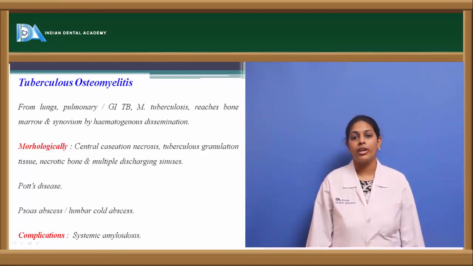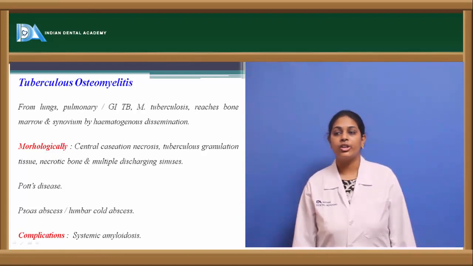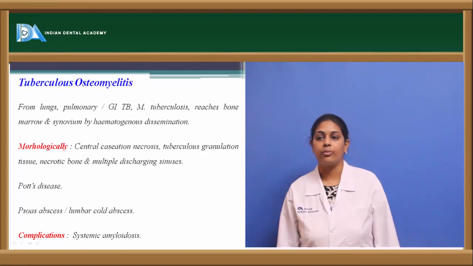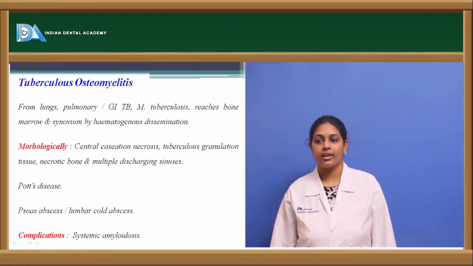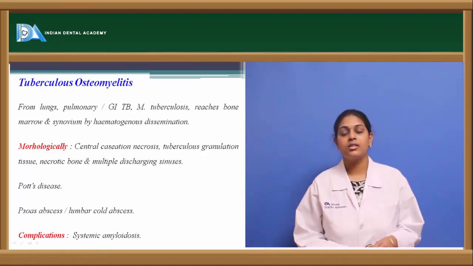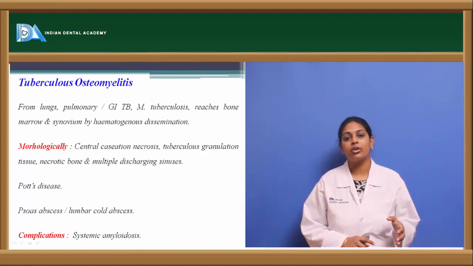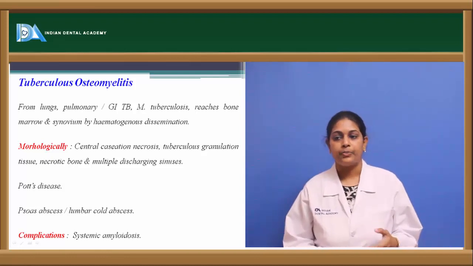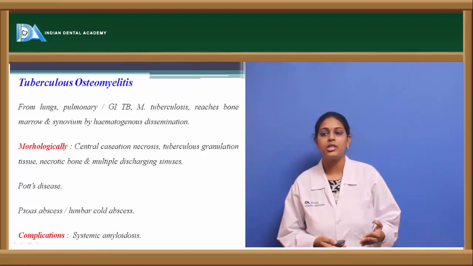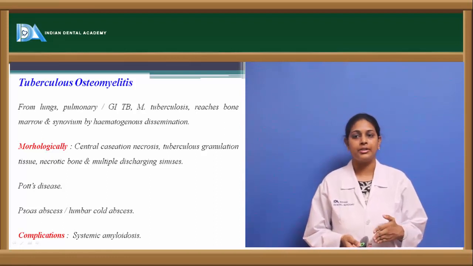Since tuberculosis is a chronic granulomatous inflammation, we also see granulation tissue formation, and necrotic bone can also be seen. The progressive stage of this results in draining tracts or draining sinus tracts, known as multiple discharging sinuses. This disease is also known as Pott's disease when it involves the spine, and when it extends to the psoas muscles, it is known as psoas abscess or lumbar cold abscess. Any long-standing tuberculous osteomyelitis might result in systemic complications. This is a complication of tuberculous osteomyelitis.